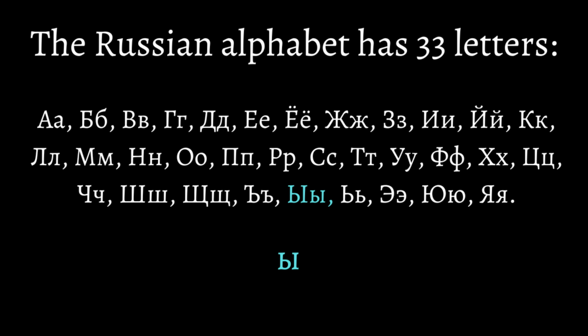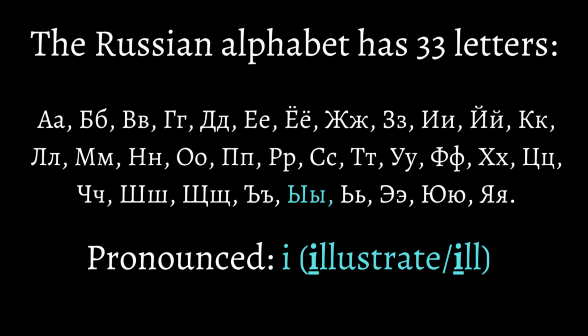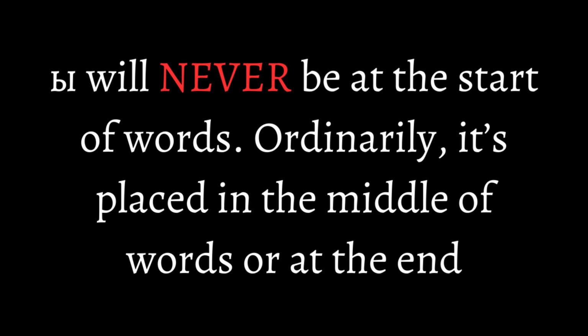Next, we have this letter, which looks like two letters, a lowercase b and I in English, but this letter has only one sound, and that is I. I is very hard to pronounce if you're not a native Russian speaker, but there are some correlations of this letter with English words. For instance, try to think of the letter I as an illustrate or ill. Also, this letter will never start a word in Russian.